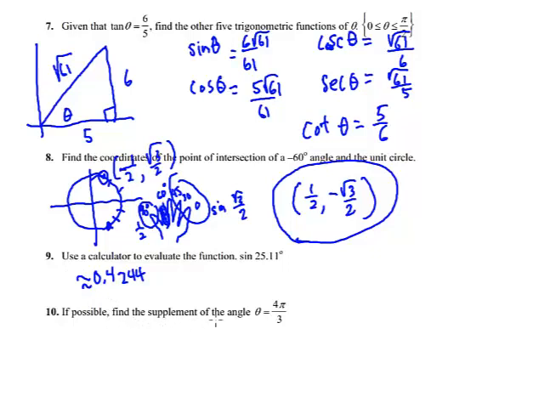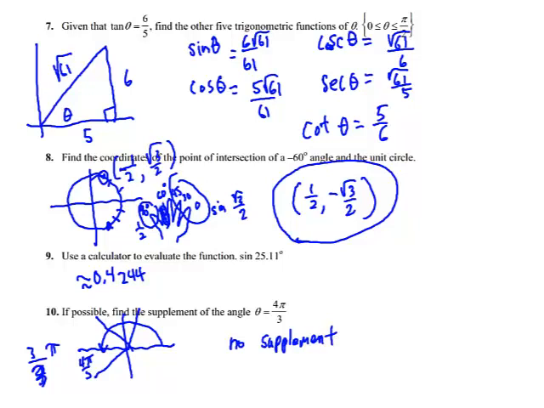If possible, find the supplement of. So supplement means that it has to add up to 1 pi or 180, right? 1 pi. Well, this is going to be 1/3 pi, 2/3 pi, 3/3 pi. Oops, 3/3 pi. 4/3 pi is too big. 4/3 pi is way over here. So there's no way that you can get a supplement. Remember, supplements add up to 1 pi, and complements add up to pi/2. So there's no supplement because it's already bigger than half a circle.